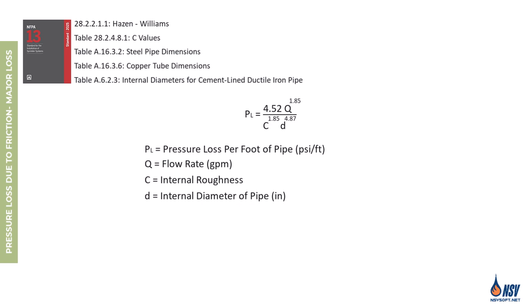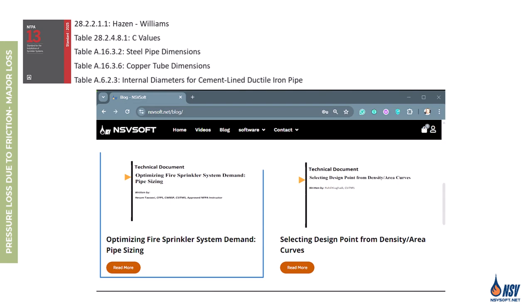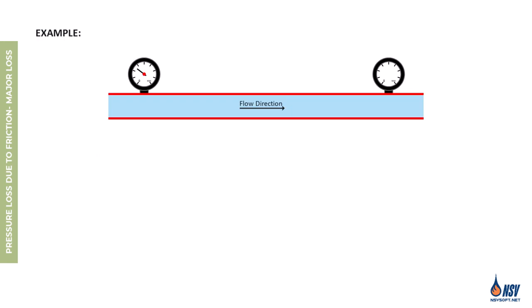It's important to note that while increasing pipe size can reduce pressure loss, it doesn't always improve system performance. In certain scenarios, upsizing the pipe may actually lead to higher required flow rates and pressures for the sprinkler system, which can complicate the design rather than help it. We explored this interesting topic in more detail in an article available at nsvsoft.net. Now that we're familiar with the Hazen-Williams formula, let's walk through a practical example.